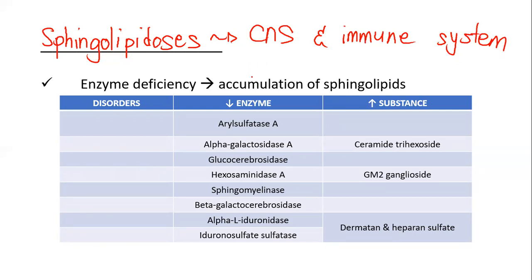Now class, what are these different types of disorders that are collectively known as sphingolipidosis? So let's start with metachromatic leukodystrophy. Metachromatic leukodystrophy. So there is deficiency in aryl sulfatase A, and the accumulating sphingolipid would be sulfatides.